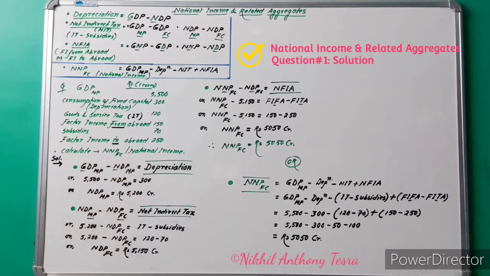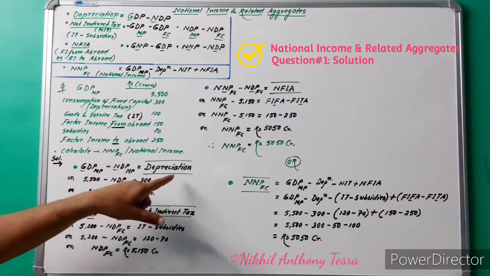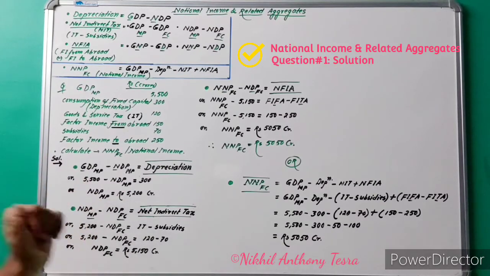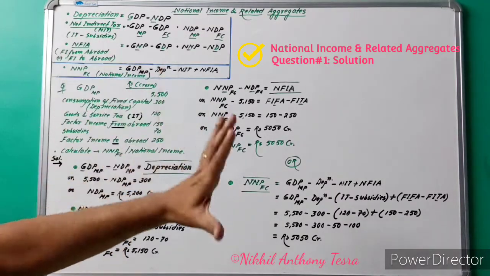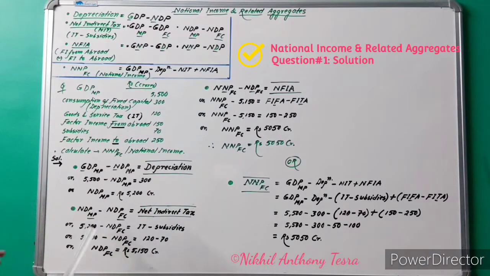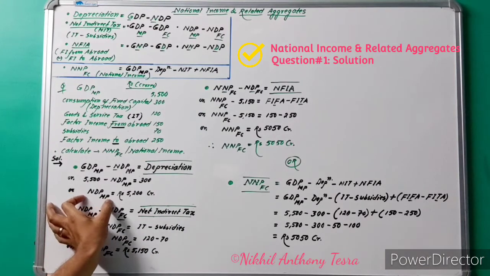Okay. Now, utilizing depreciation, we calculated NDPmp. Right. Now, take the help of the second formula, net indirect tax. For net indirect tax, what I have said is you need to remember market price minus factor cost. Okay. So what we just calculated, NDPmp.